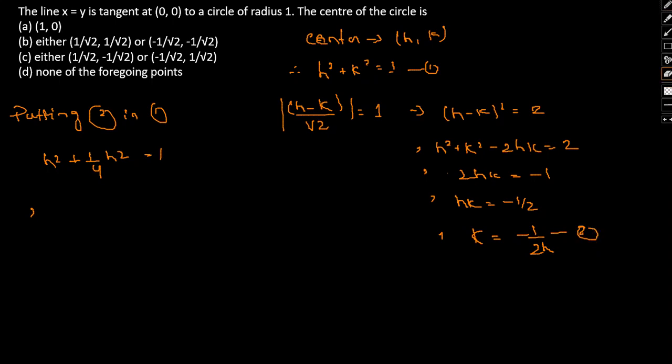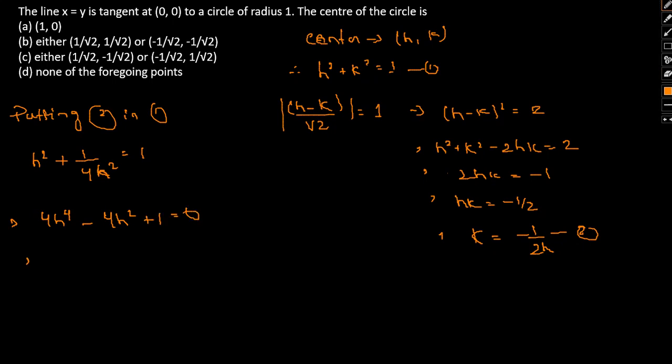So now if I put this 2 in equation 1, then I have h square plus 1 by 4h square equal to 1. So it comes out to be 4h to the power 4 minus 4h square plus 1 equal to 0.